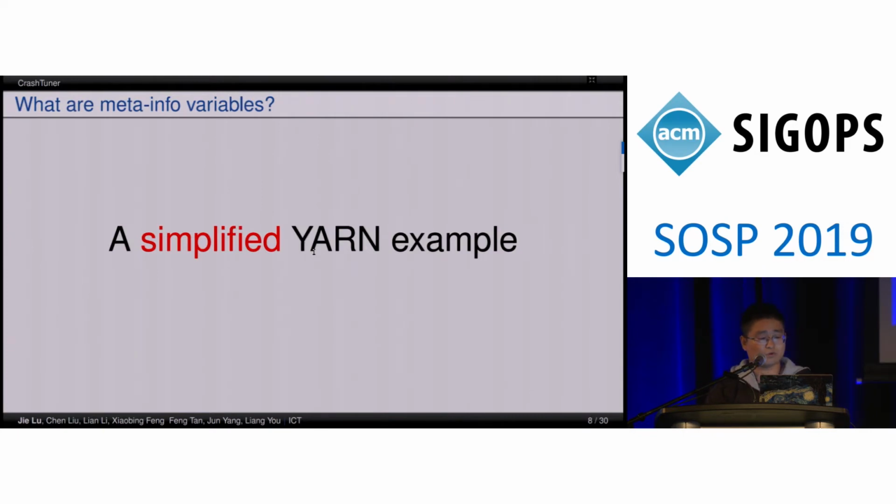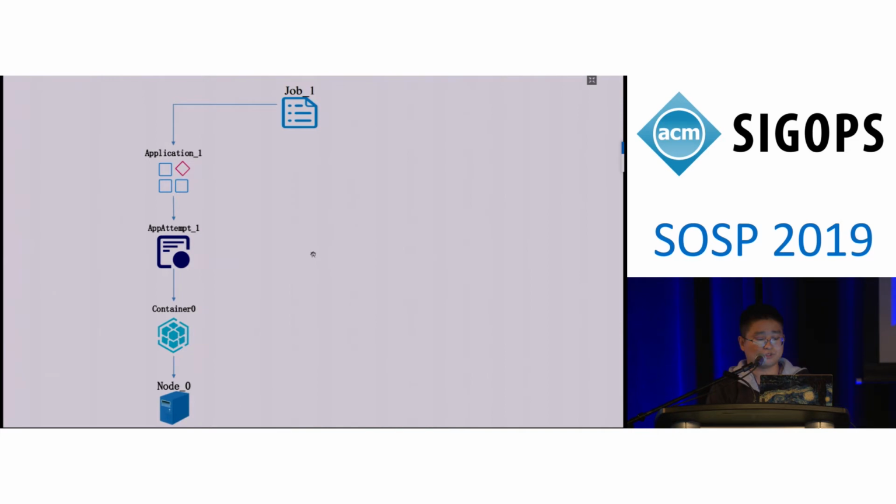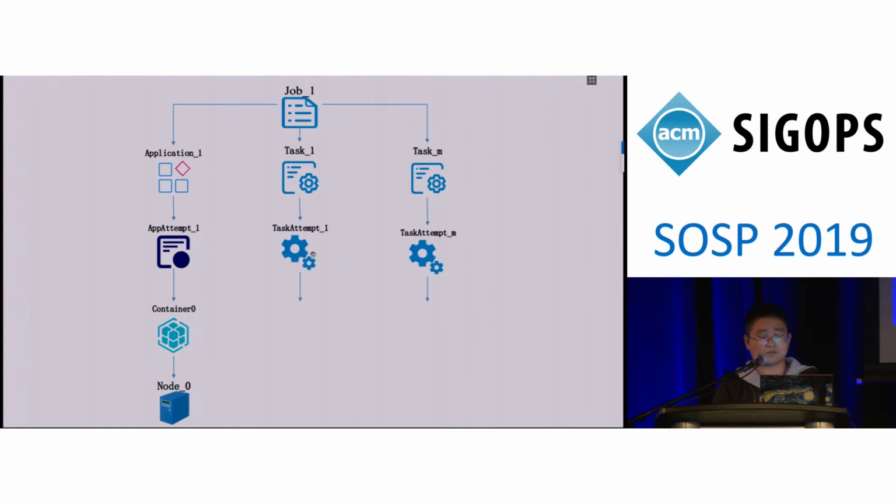So we will use a simplified YARN example to explain what meta-info variables are. When a user submits a job, YARN will have an application to track it. The application will start an attempt to perform the job. The attempt will run in one container, which is the abstraction of a resource in one node. The attempt will split the large job into small tasks. Each task also has its own attempt. Each attempt also runs in one container.